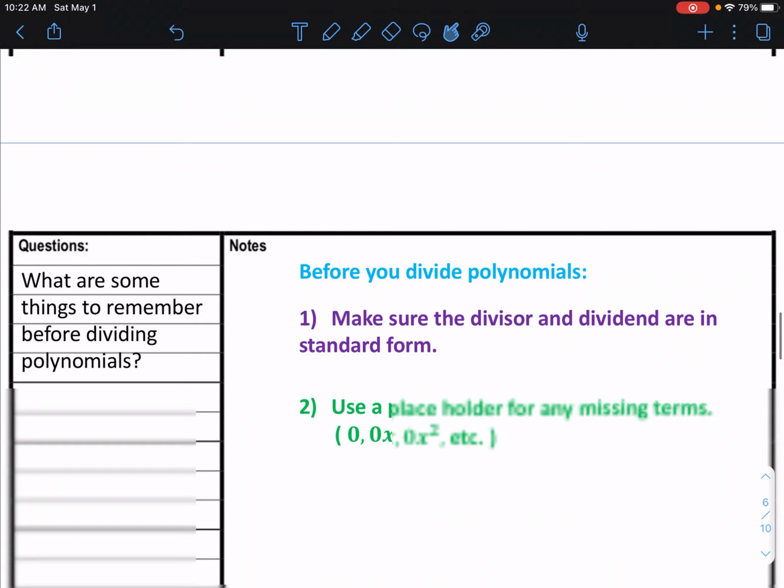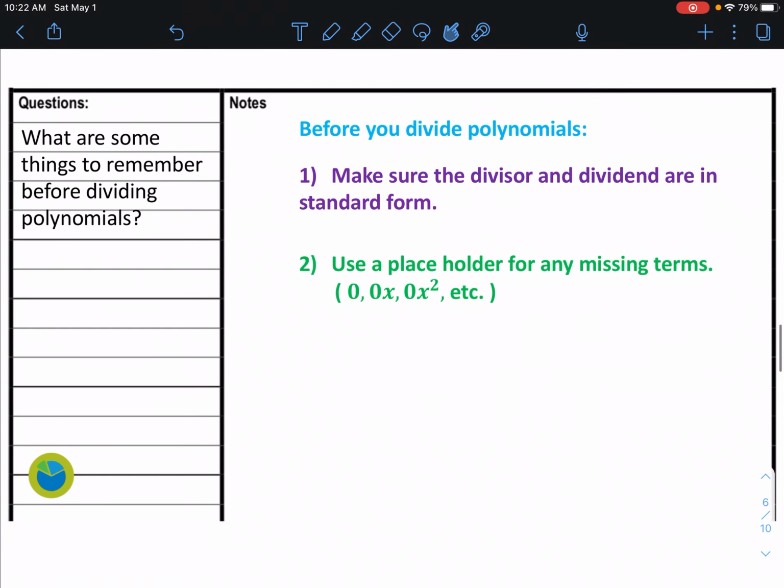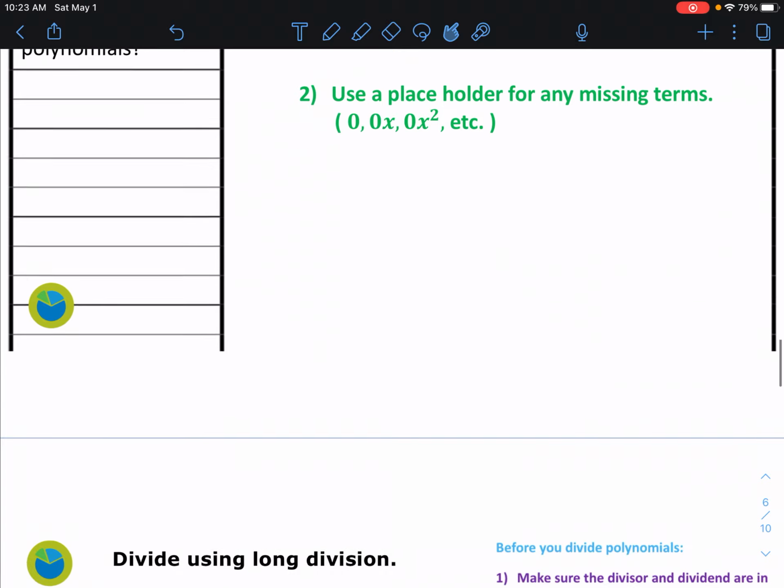So here we go. One thing you need to know before you divide polynomials is that you need to make sure your divisor and your dividend are both in standard form. And then also, if there's any missing terms, you need a placeholder 0. It might be the x term is gone, so you're going to use 0x. It might be the x squared term is not there, so you're going to use 0x squared. Could be something bigger. Just make sure if you're missing any terms, use 0 as a placeholder.